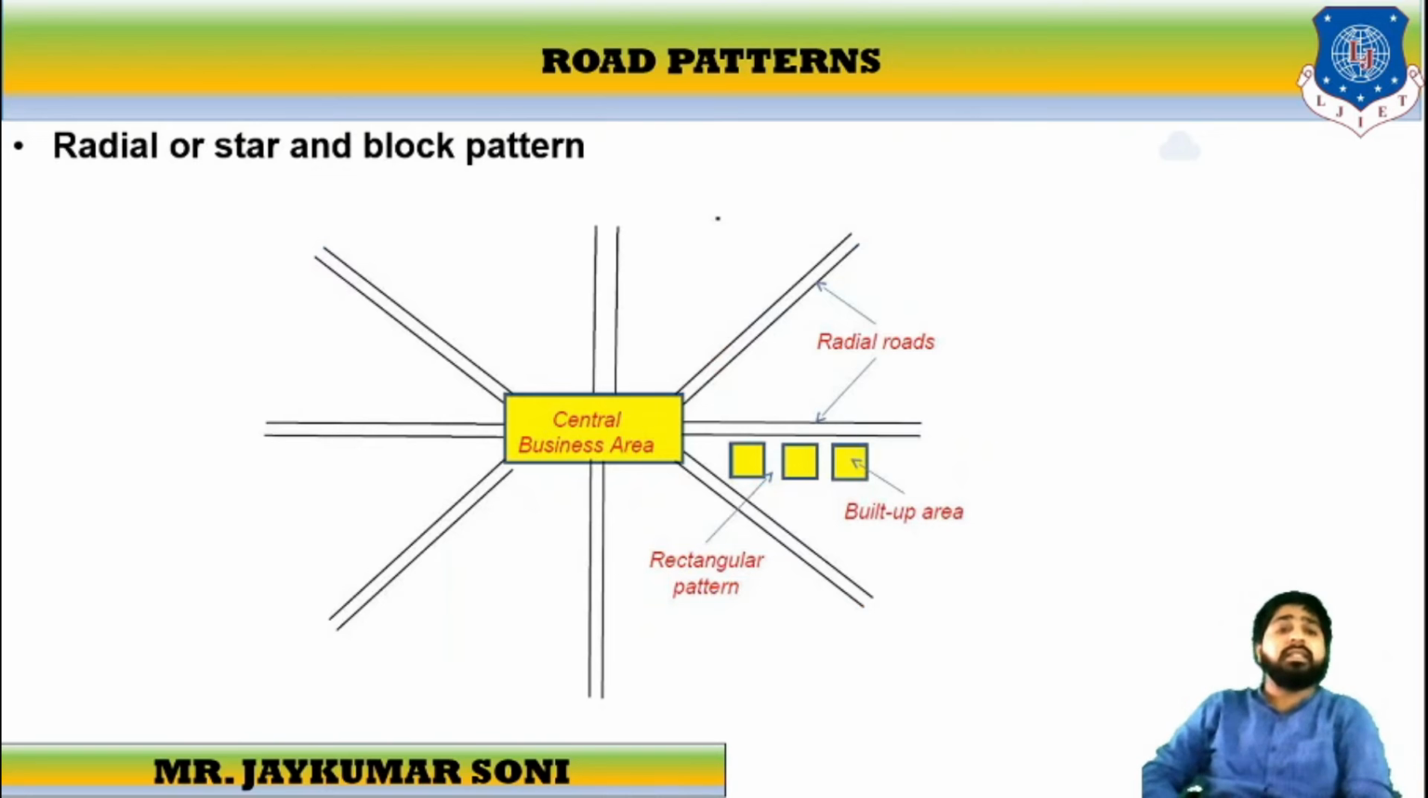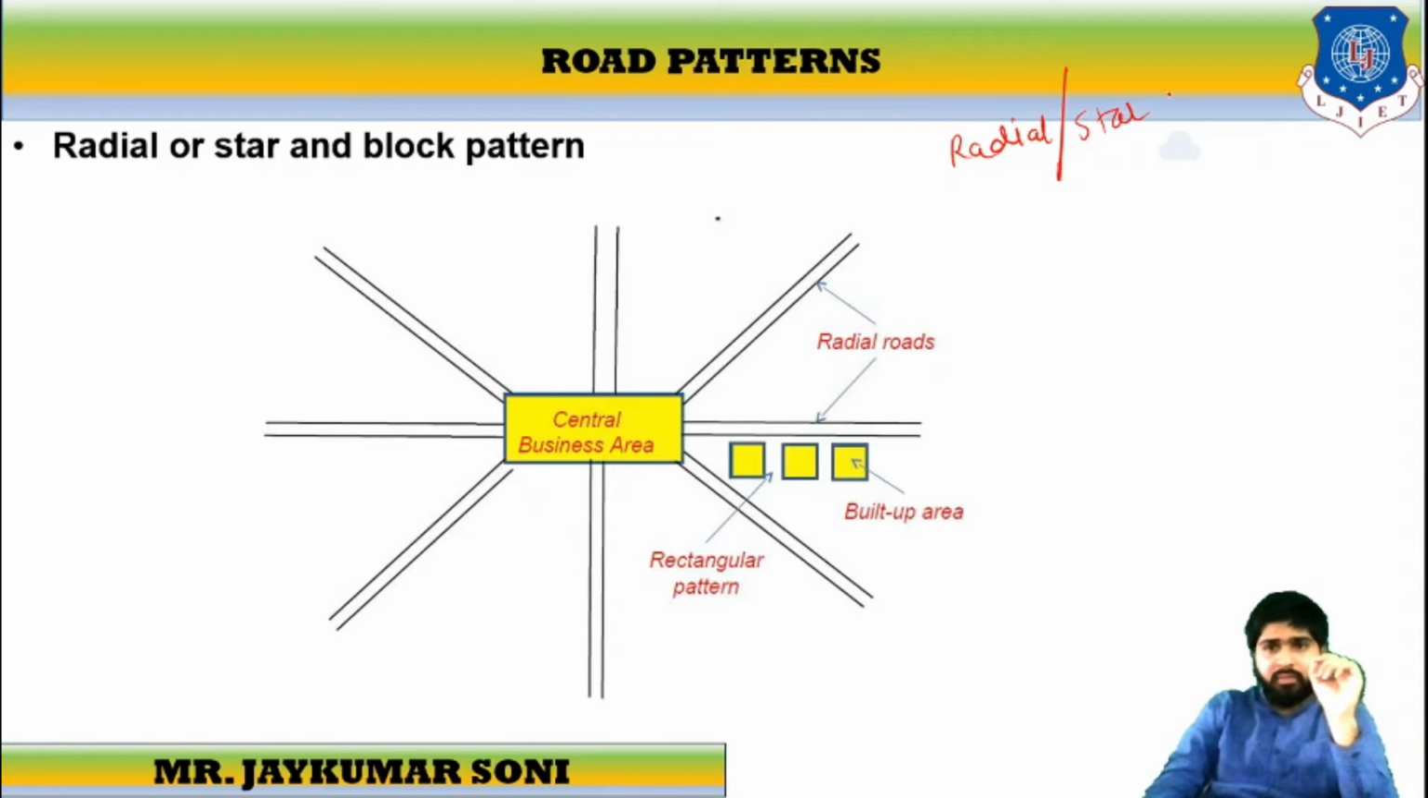See, the next one is the radial or star and block pattern. You can observe that each of these acts as a ray. This is a ray. This is a ray. This is a ray. The movement of vehicles occurs with the help of these rays. So that is called a radial road.